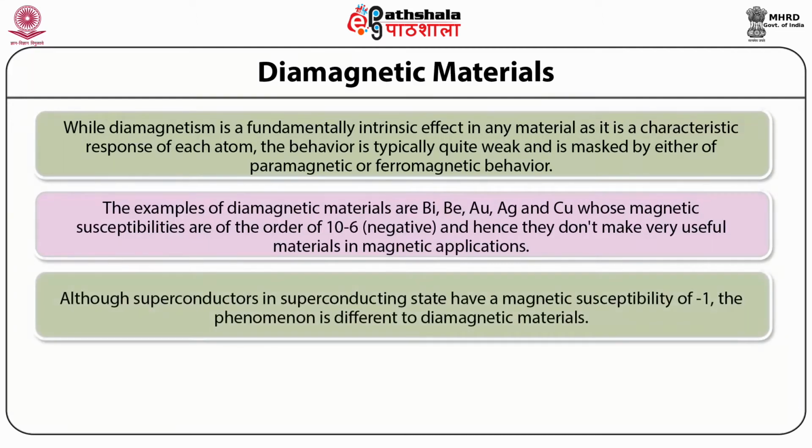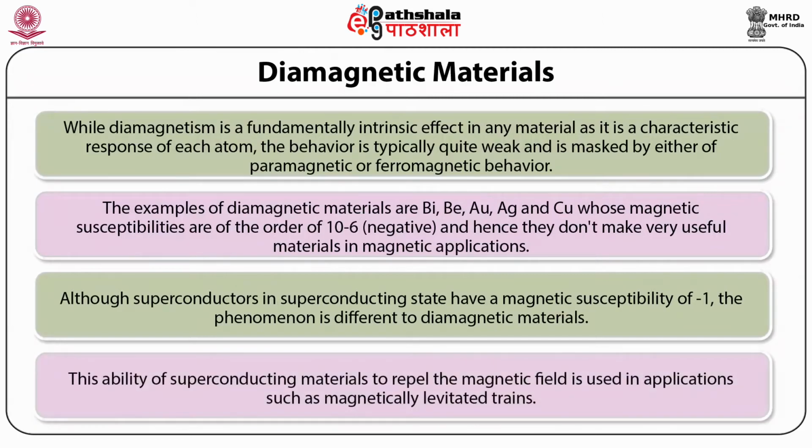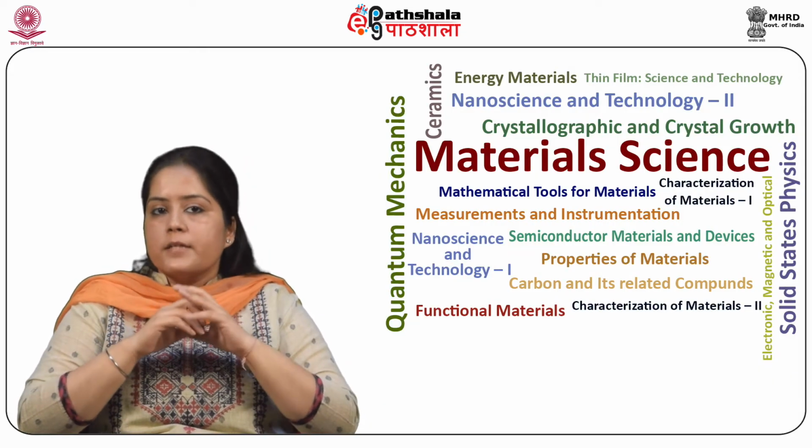Although superconductors in the superconducting state have a magnetic susceptibility of -1, the phenomenon is different from diamagnetic materials. This ability of superconducting materials to repel the magnetic field is used in various applications such as magnetically levitated trains. Paramagnetic materials.